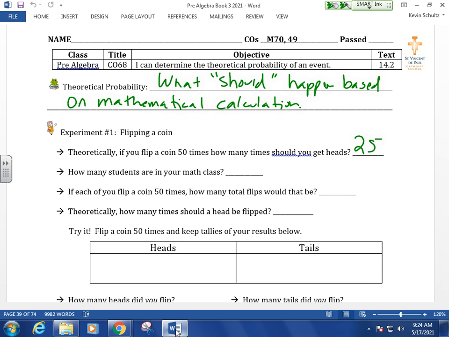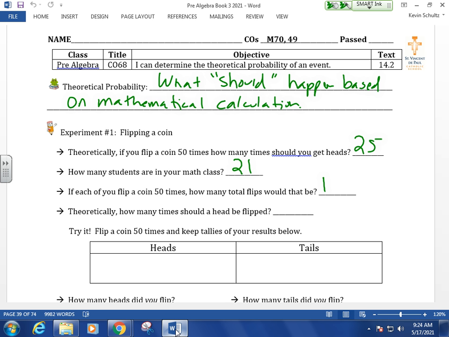How many students do we have here today? 1, 2, 3, 4, 5, 6, 7, 8, 9, 10, 11, 12, 13, 14, 18, 19, 20, 21. Okay, so fill in 21 for how many students are in your math class present and accounted for today. If each of you flip a coin 50 times, how many total flips would that be? 21 kids, 50 flips each. Leah? How'd you come up with that? 50 times 21?